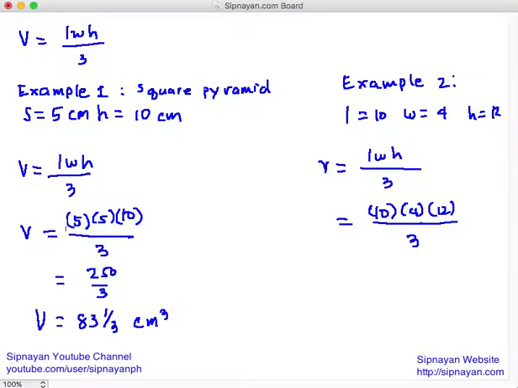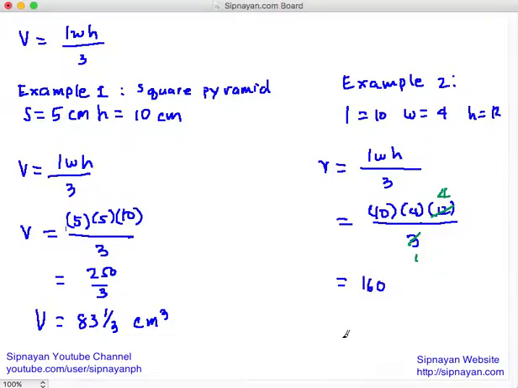So I think we can cancel out. Pwede tayo mag-cancel, no? 12 divided by 3 is 4. So 4 times 4 times 10, that's 16 times 10. That is equal to 160.